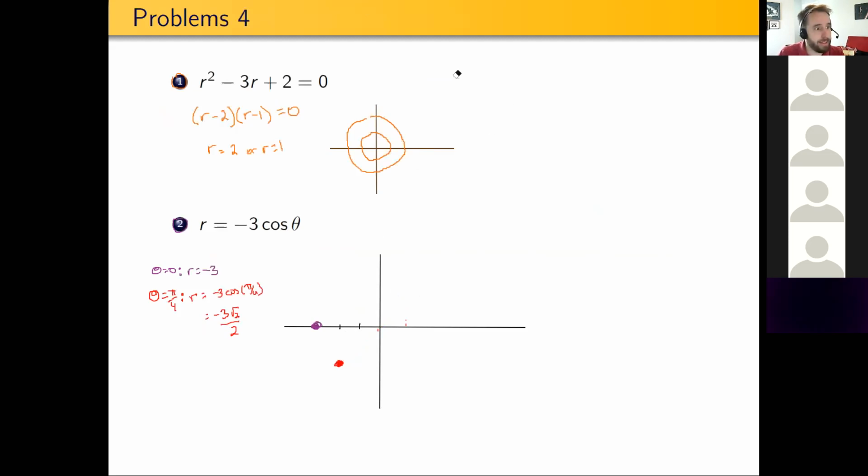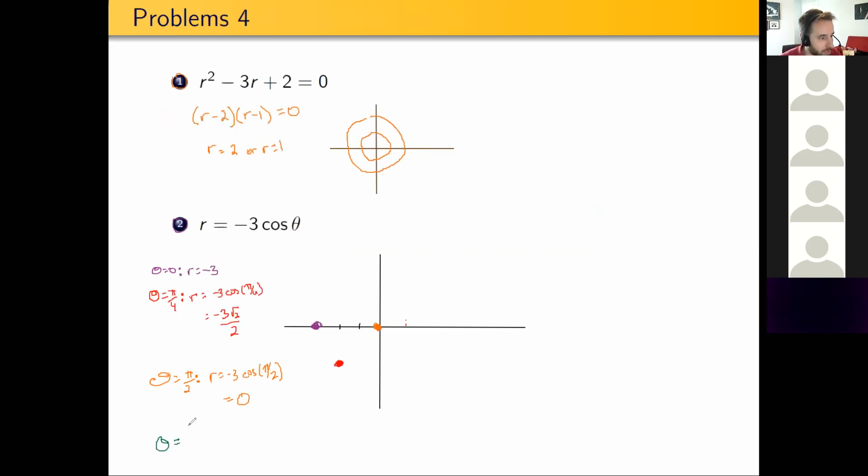Let's plug in another point. Let's plug in the point theta equals pi over 2. If theta equals pi over 2, then r is going to equal -3 times cosine of pi over 2. Well, that's just -3 times 0, and so r is going to equal 0. And so actually, at pi over 2, we have r equals 0, and we are back here at the origin. Let's plug in one more point, and then we'll draw this to a close.